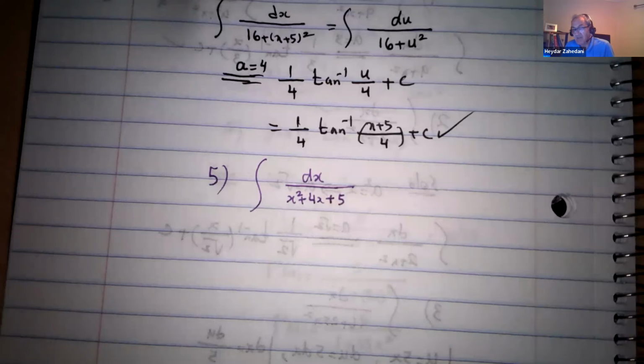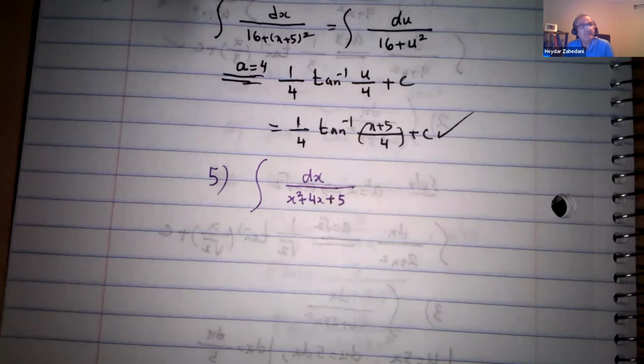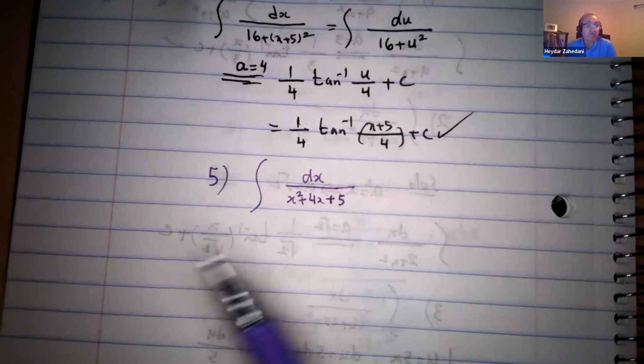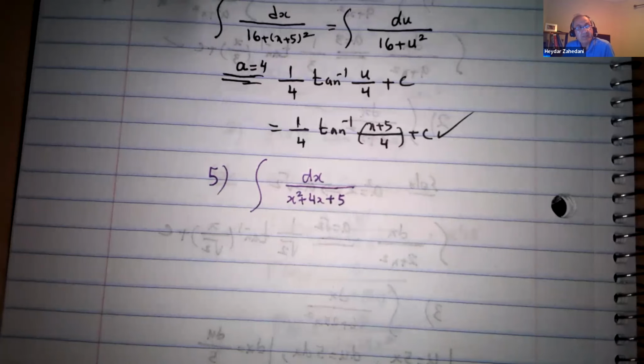It's a very special function. So what we do in future is we try to factor the denominator. You have x squared plus 4x plus 5. If you want to factor it, you know that you need two numbers with the product of 5 and the sum of 4, which is not possible because the numbers with the product of 5 are 1 and 5. But if you add them together, we get 6. So this means this denominator is not factorable. So for integration, you have to use the tangent inverse to do it.